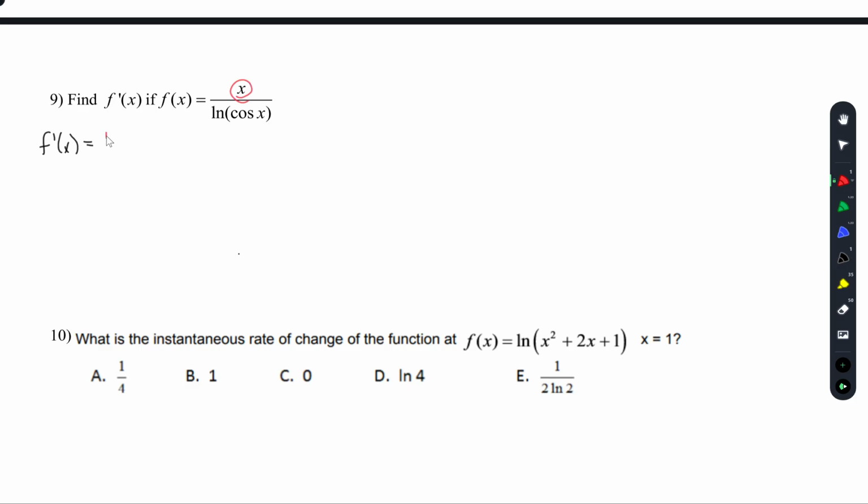So, derivative of the numerator times, there you go. You got it. Natural log of cosine times the denominator minus derivative of the denominator. Oh no. Derivative of the denominator. So that'd be what? 1 over cosine times negative sine. Don't forget your little x. All over the denominator squared.